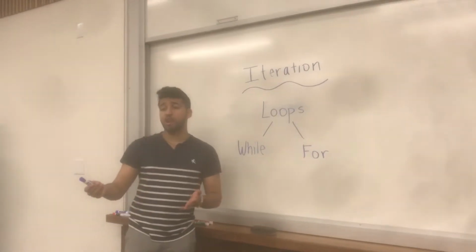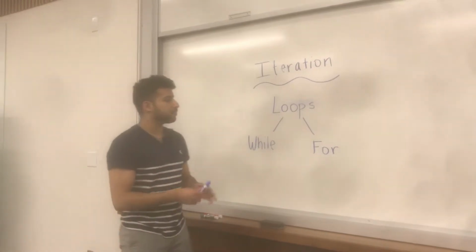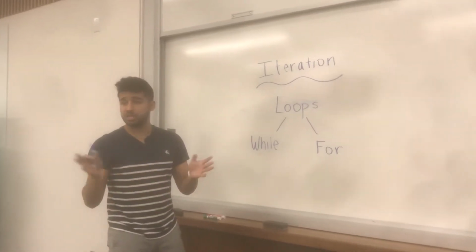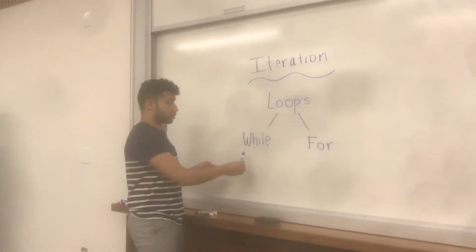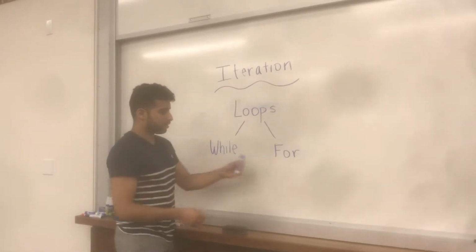Mr. Noble, so how do you exactly implement iteration in your code? Another great question, younger Alan. There's two ways to implement loops in your code. The first way is a while loop, and then the second way is a for loop.